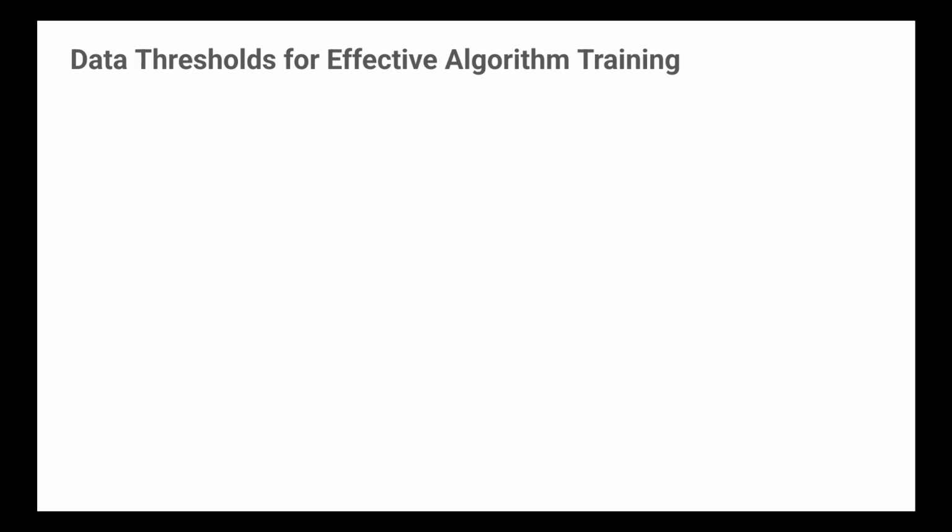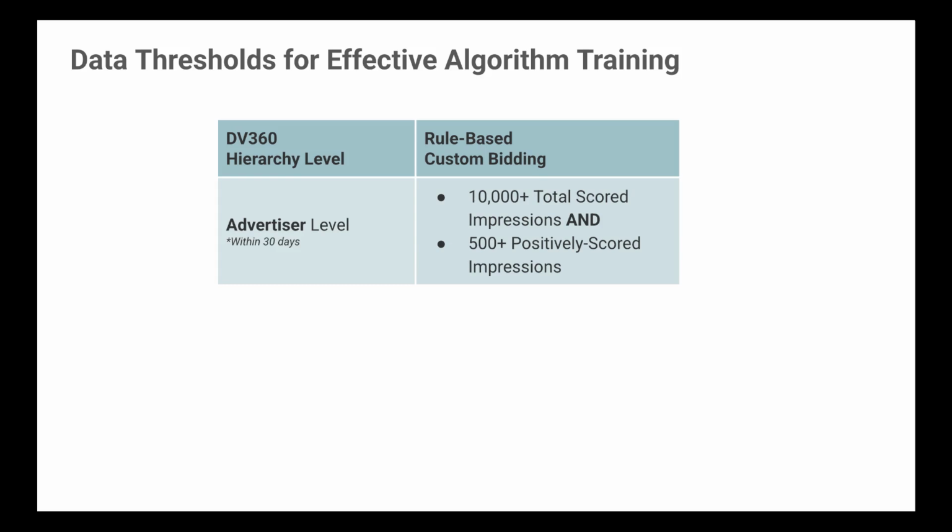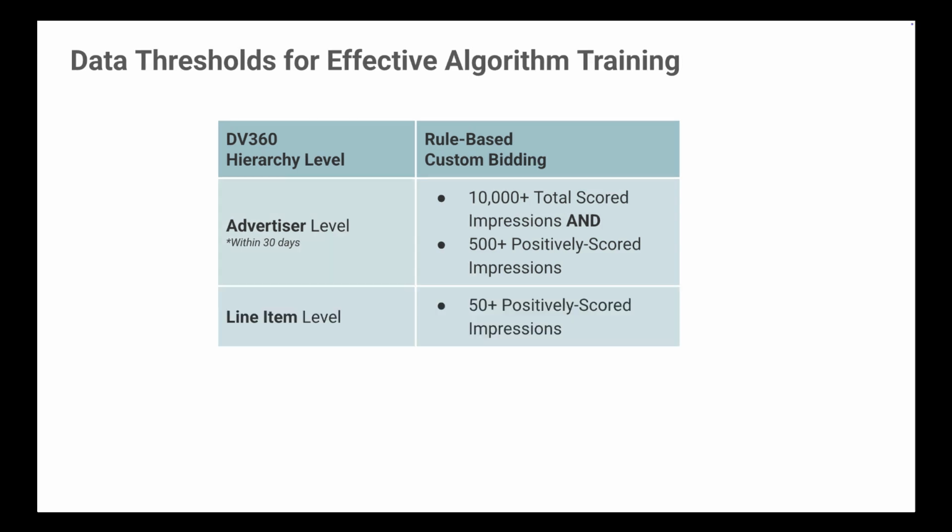First, the data thresholds required for an algorithm to train effectively. At the advertiser level, the system reviews data from the past 30 days. For a rule-based custom bidding model, the minimum requirement is 10,000 or more total scored impressions and at least 500 positively scored impressions. This ensures the model has enough data to evaluate impressions and identify valuable signals for learning. At the line item level, each line item should have at least 50 positively scored impressions to optimize properly.